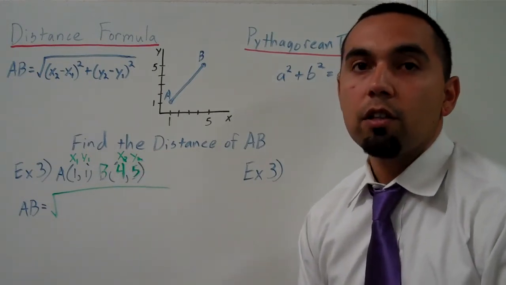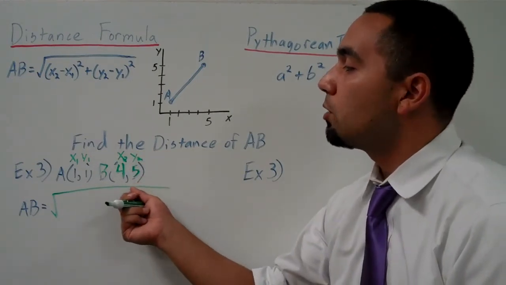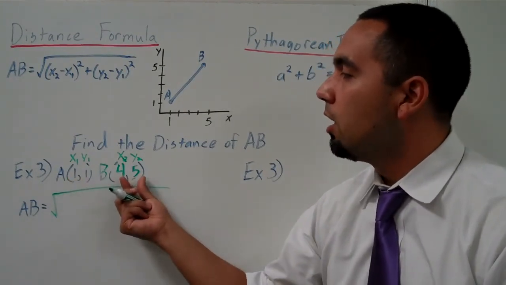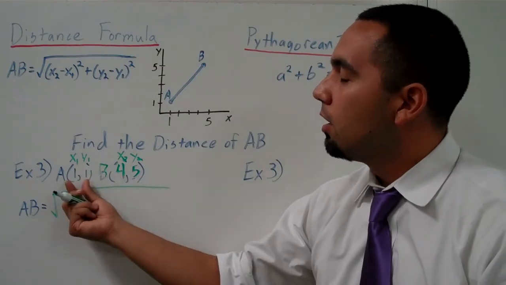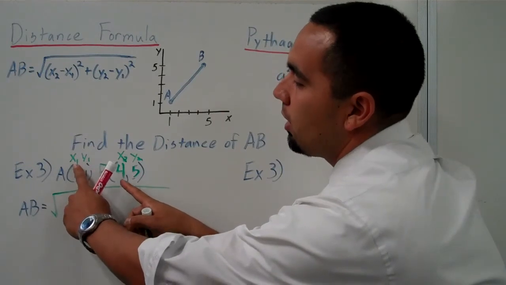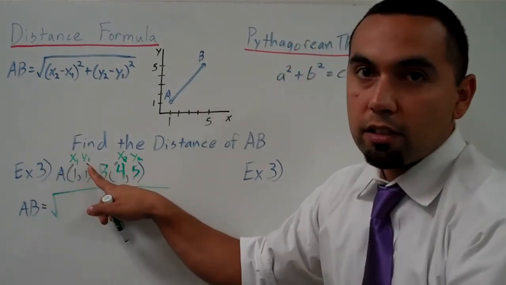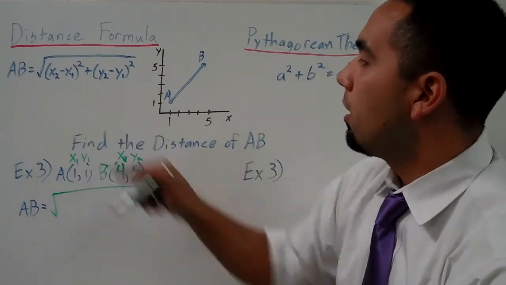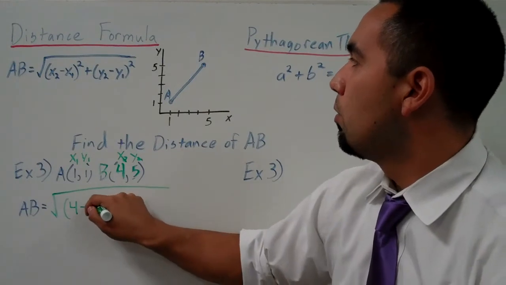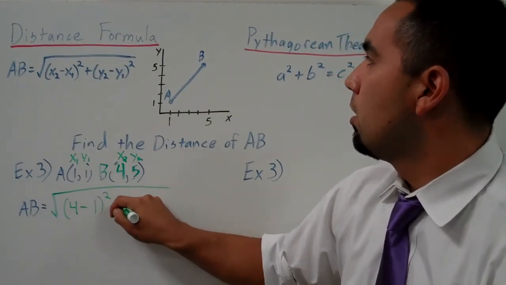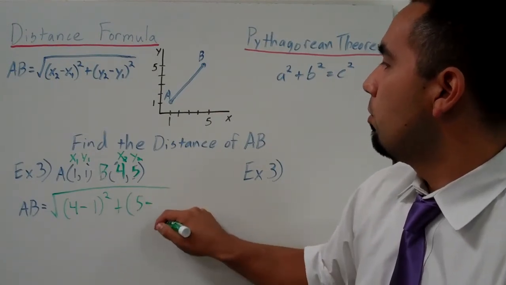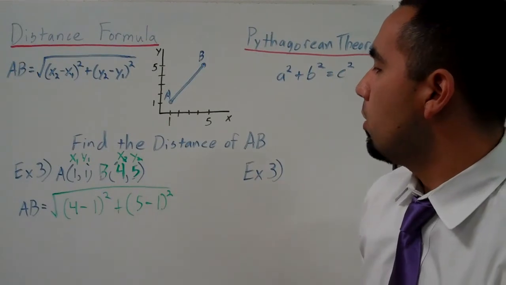Again, it shouldn't matter which one you make your x1 or your y1, as long as you're doing the same. I could make this coordinate my x1 and my y1. I could make this one my x2 and my y2, but I don't want to mix the two. I don't want to have x1 here and y2 here. That's not good. Okay. So again, x2 first. I have 4 minus 1 squared plus y2 is 5 minus 1 squared.